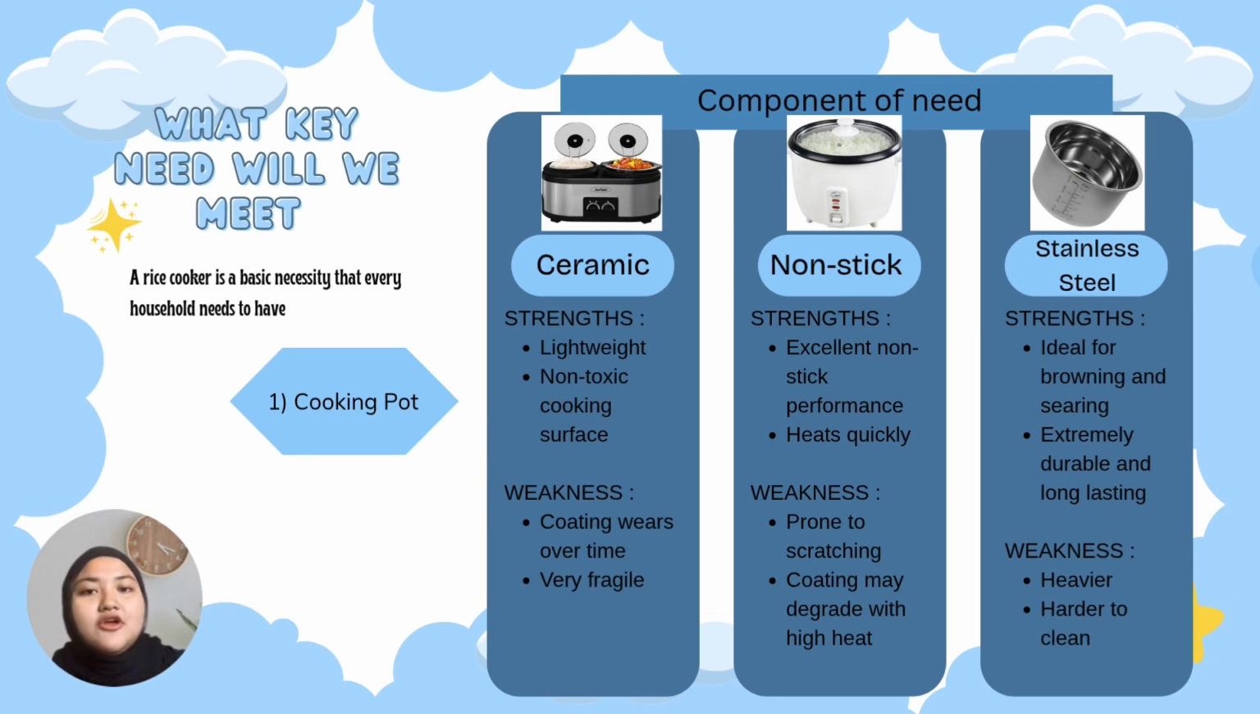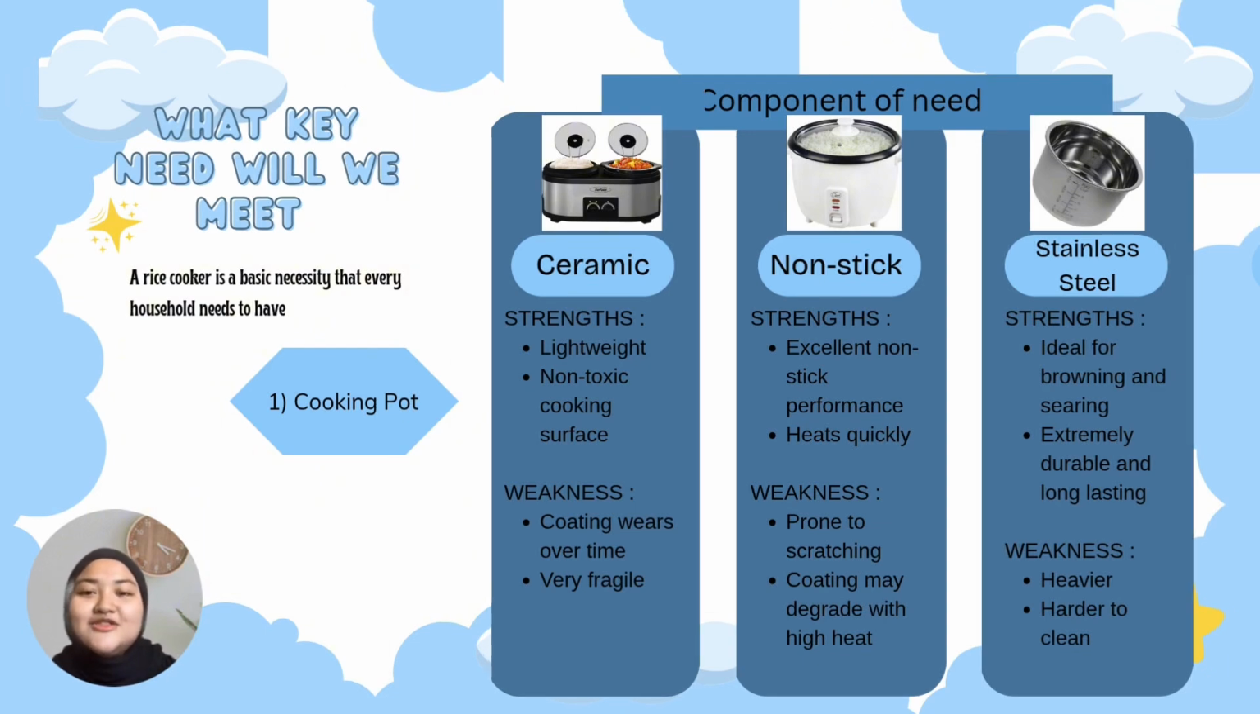For the ceramic, the pros are a lightweight and non-toxic cooking surface, but it's very fragile and the coating wears over time. The second one is the non-stick pot. The pros of this pot are excellent non-stick performance and quick heating, but the con is that it scratches easily and the coating may degrade due to high heat. And the last one is stainless steel. The pros of using a stainless steel pot are that it is ideal for browning and searing, and extremely durable and long lasting, but it's heavier and harder to clean.